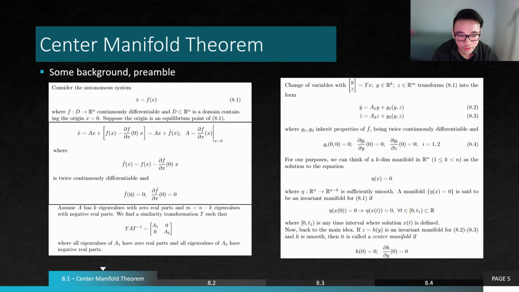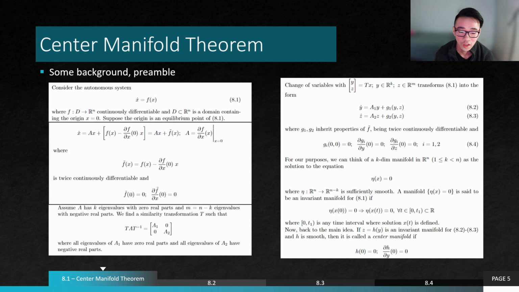and for our purposes, we can think of a k-dimensional manifold in R^n as the solution to the equation eta(x) equals 0, eta being a map from R^n to R^(n-k) and sufficiently smooth. This manifold is said to be an invariant manifold for the system 8.1 if eta(x(0)) equals 0 implies that eta(x(t)) equals 0 for all time, where [0, t1) is the interval of existence for our solution x.